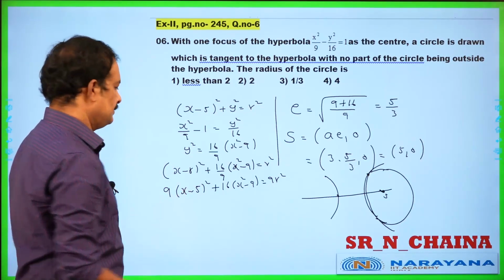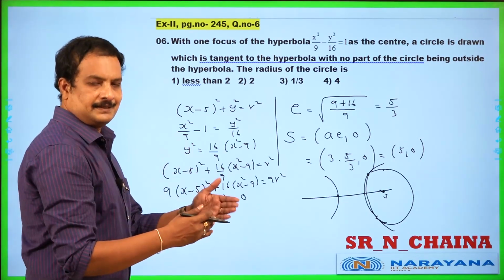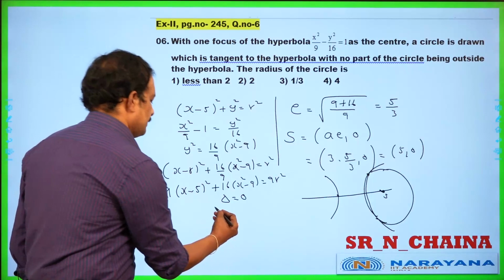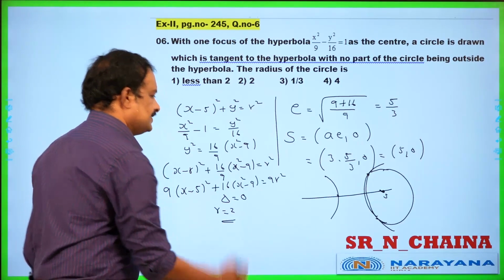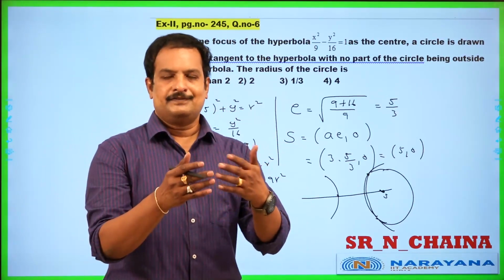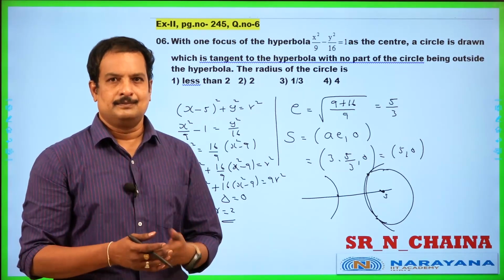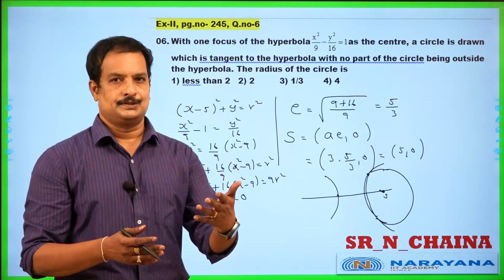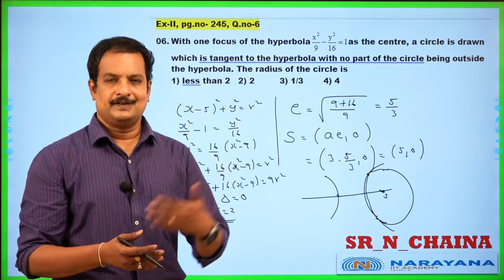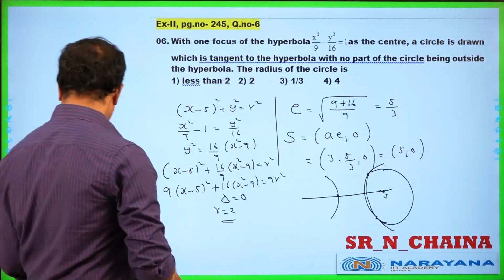So when you simplify this one by applying delta equal to 0, because the circle is touching the hyperbola, the r value you are going to get is 2. I mean the radius of this one. Because when they touch each other at the common point of contact, two different values of x are not possible. Two real and equal values of x are possible. Because of that, the discriminant has to be 0, I mean b square minus 4ac for this quadratic in x must be equal to 0. When you simplify that, you will get the r value as 2. Okay. Now let's go for the next question.